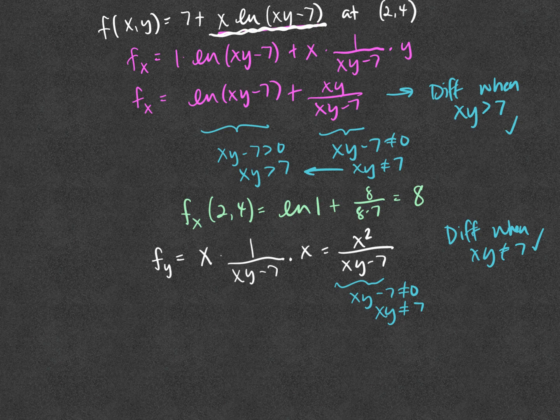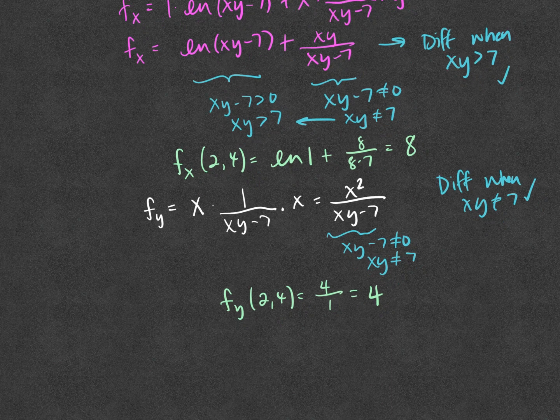So let's go ahead and plug our point in, and we're going to say the derivative with respect to y at 2, 4 is equal to 2 squared, which is 4, over 8 minus 7, which is 1, so now we have 4. Now we have to go back to the original problem because we know that for our linearization, we need the f of a, b. So let's say f of 2, 4.